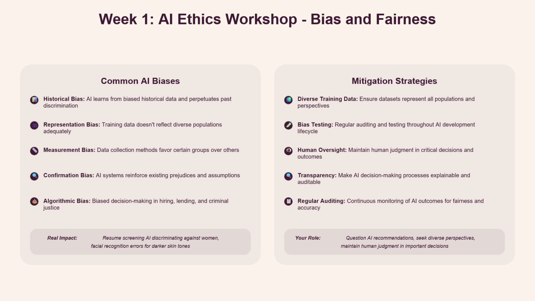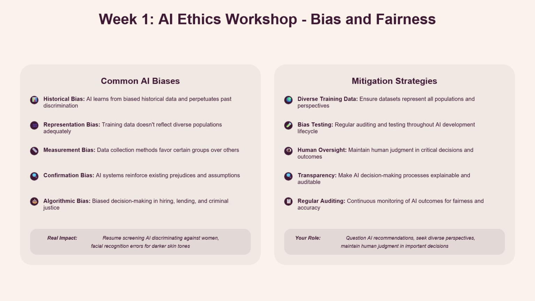Detecting and measuring bias. How to identify bias in AI systems. 1. Statistical parity testing. Check if positive outcomes are distributed equally across groups. Example: if 60% of white applicants get loans, do 60% of black applicants also get loans?